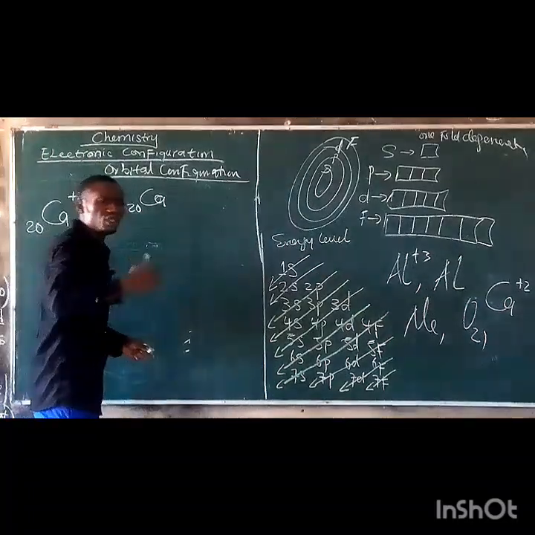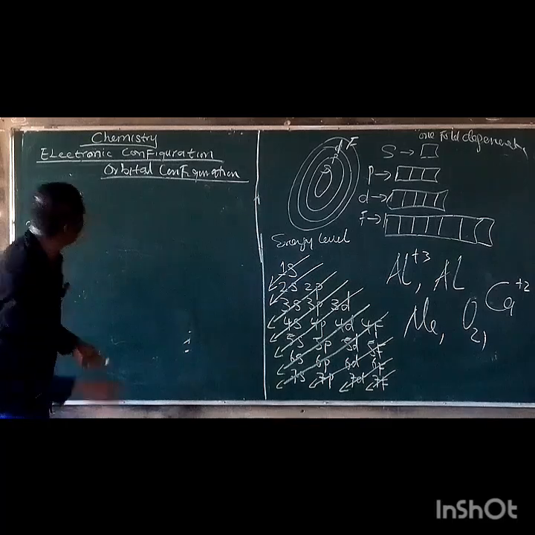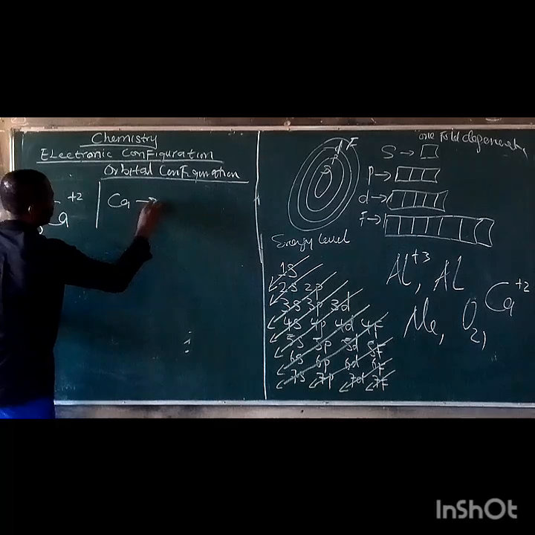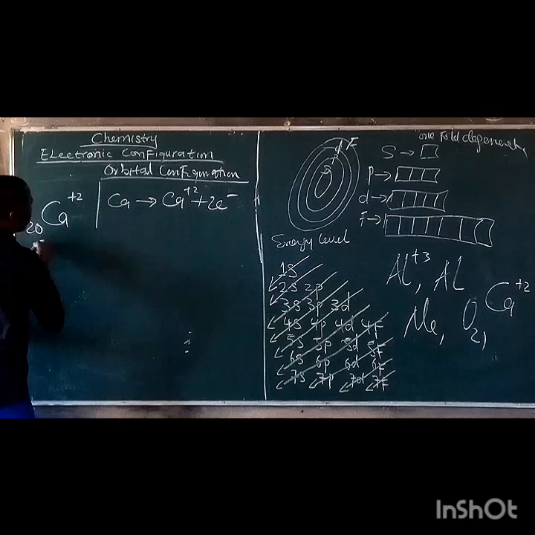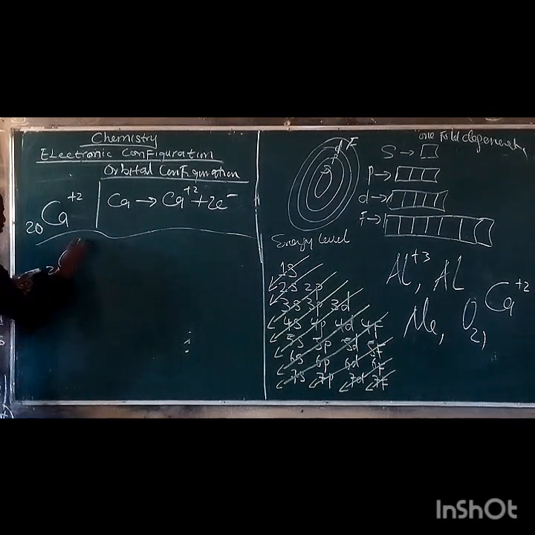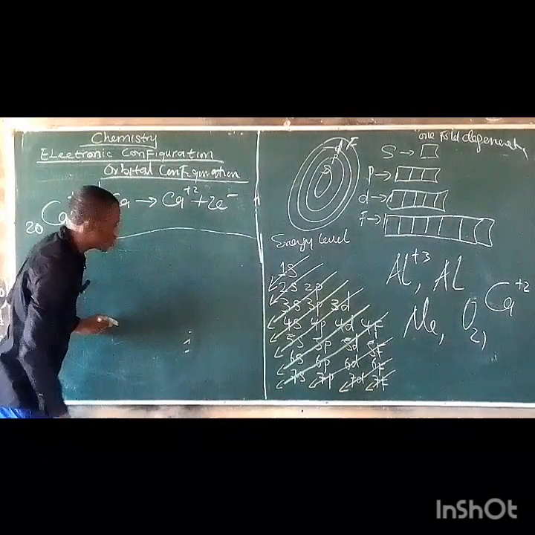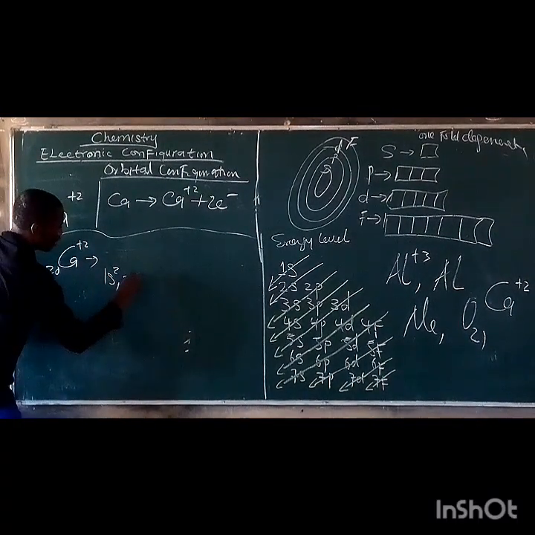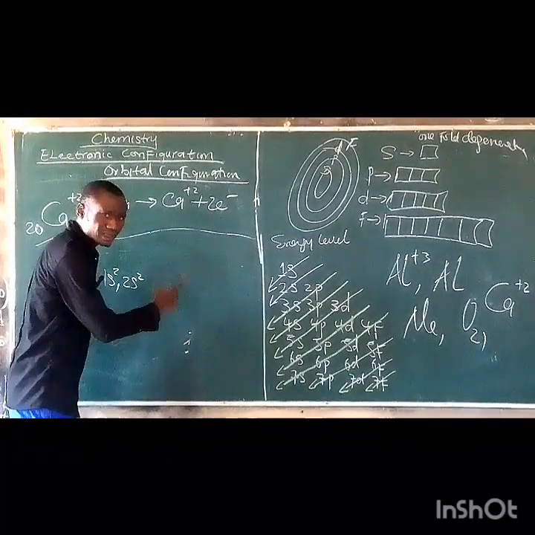If there's a plus 2, the calcium is giving out 2 electrons by oxidation. So calcium is giving out 2 electrons by oxidation. This calcium still has atomic number 20. The atomic number does not change no matter what's happening with the electrons outside. The electrons will change. 20 minus 2 is 18. So 18 is the number that will remain.